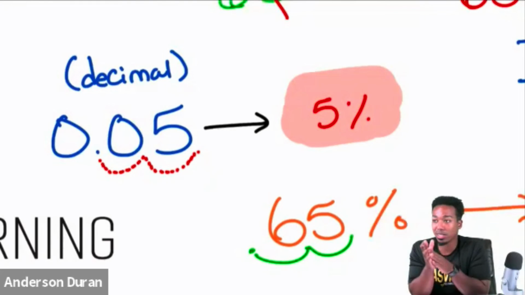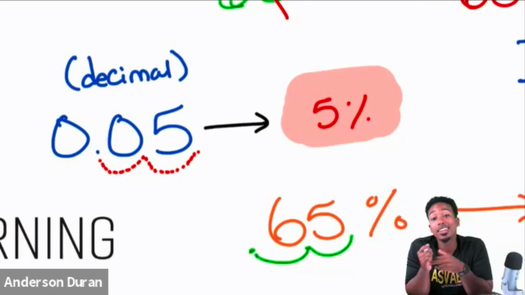I know it sounds like, oh, it's just a little simple rule, but we're actually going to have to really pay attention to that right there. To go from a decimal to a percent, you move it to the right.